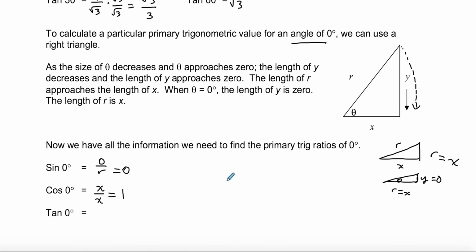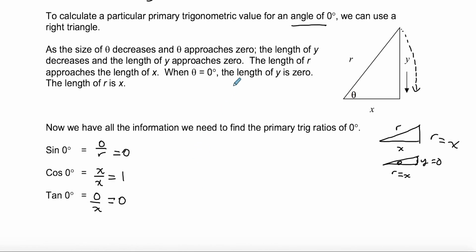And then the tangent, so tangent is opposite, which would be 0, over adjacent, which would be x. So opposite, 0 over x, that's just 0. So those are kind of different to imagine. It really does take some thought, but an angle of 0 has these values for their sine, cos, and tangent ratio.